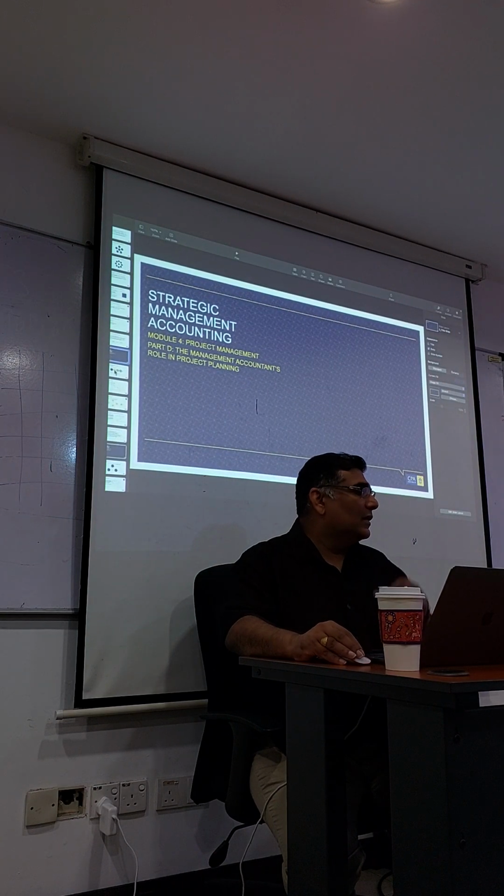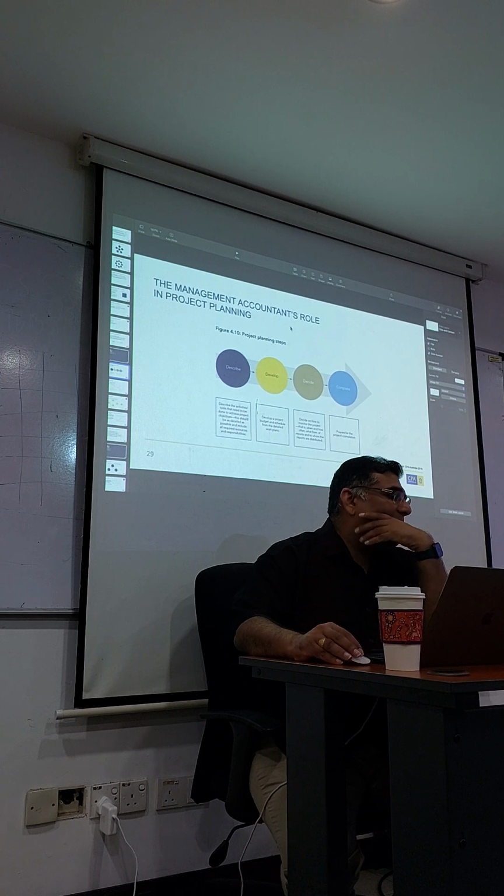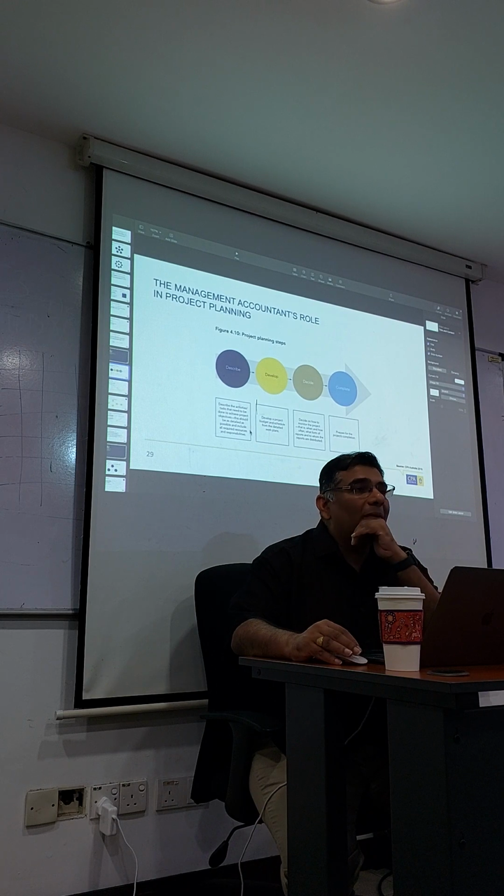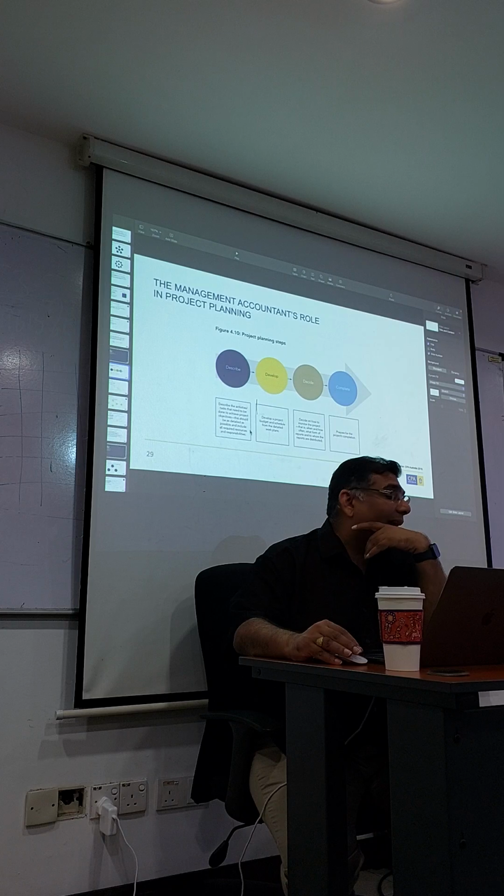So model 4, project planning. What are the steps involved? You have to go through 1, 2, 3, 4. Describe activities and tasks that need to be done to achieve the project objective. This should be as detailed as possible, including all resources and responsibility. Normally we do this in a work breakdown structure, WBS. Okay, WBS, work breakdown structure.